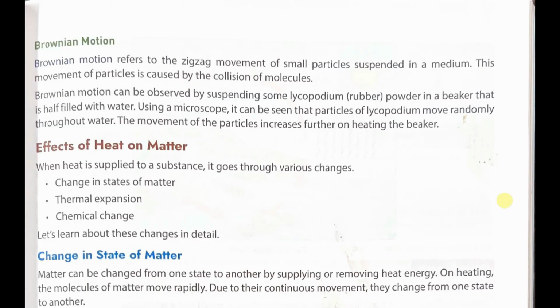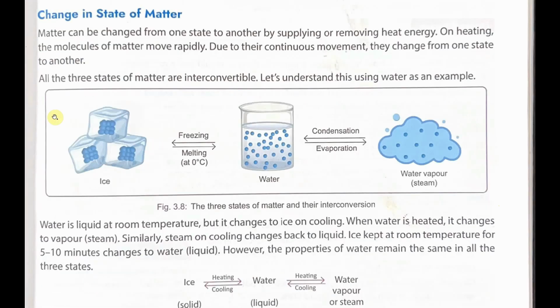Effects of heat on matter. When heat is supplied to a substance, it goes through various changes: changes in states of matter, thermal expansion, and chemical change. Let's learn about these changes in detail. Change in state of matter. Matter can be changed from one state to another by supplying or removing heat energy.